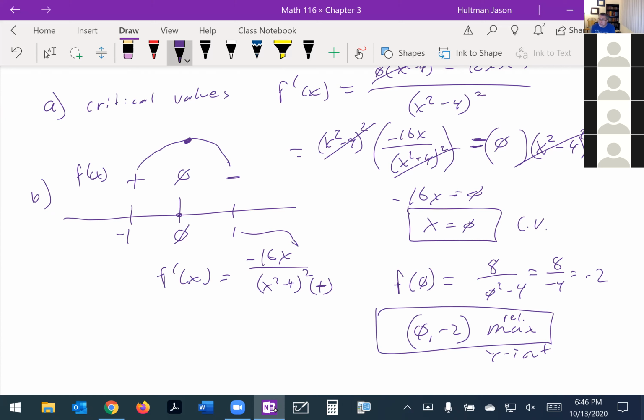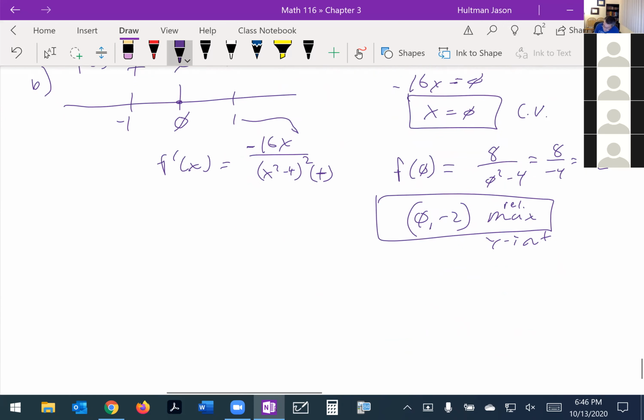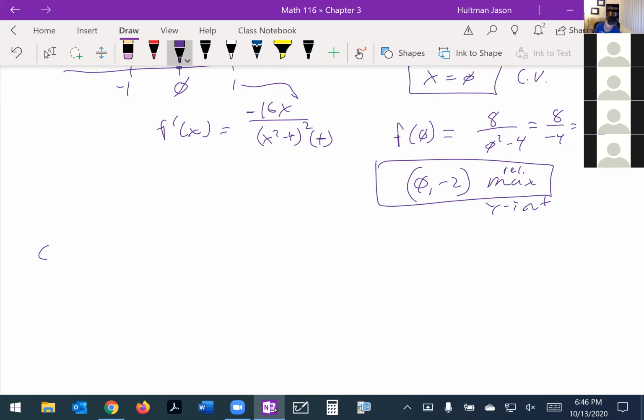Okay, now we want to find out the inflection point. Let's see if we can find it. Or is there even an inflection point? Well, what was the derivative? The derivative was f prime of x is negative 16x over x squared minus 4 squared. I want to take the second derivative and set it equal to 0 to get my inflection point. So let's do that. F double prime of x, again, another quotient rule.